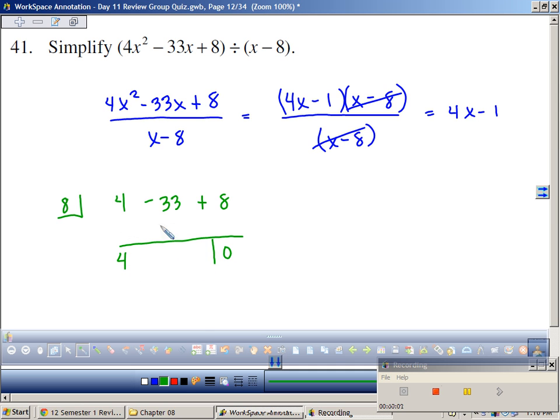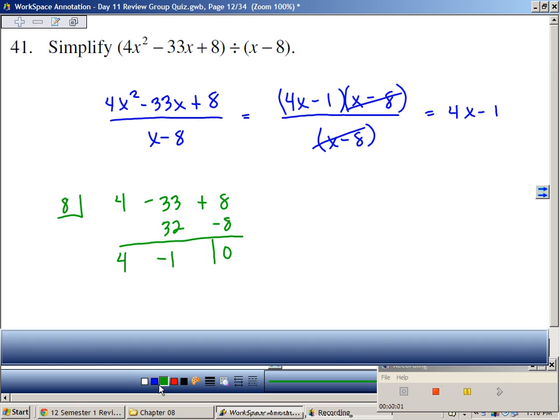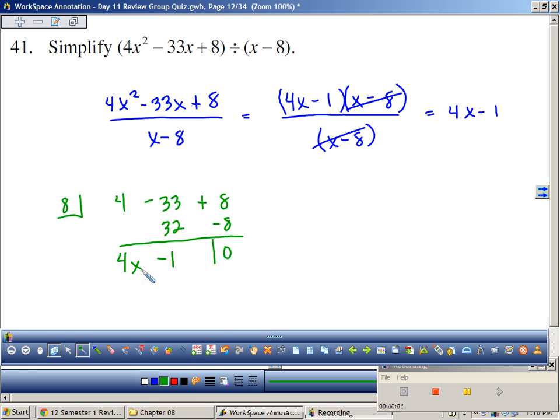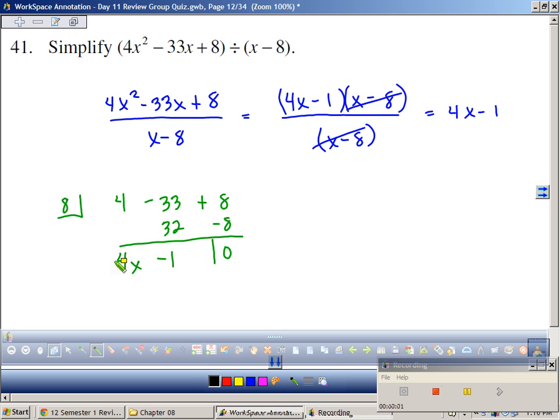Bring the 4 down. 8 times 4 is 32. Negative 1. 8 times negative 1 is negative 8. That makes 0. Bingo. This is to the second power. That means the next one's going to be x. 4x minus 1. Same answer. See? Same answer.